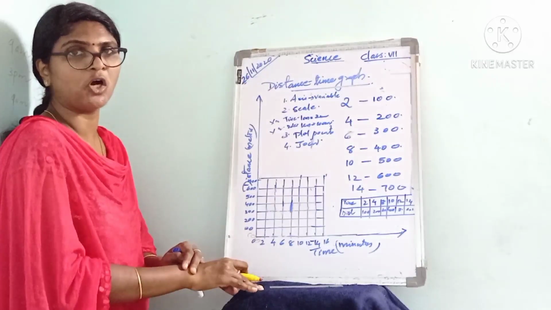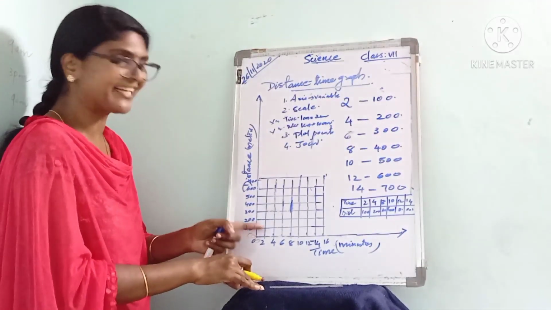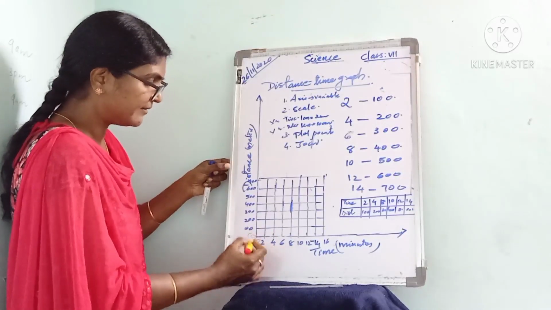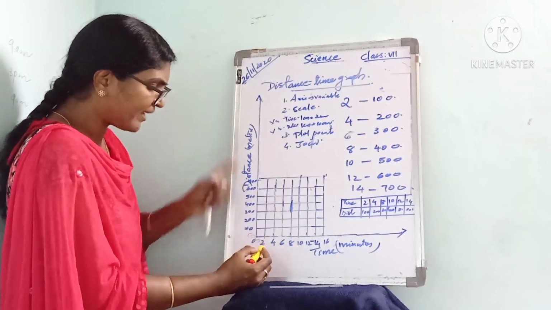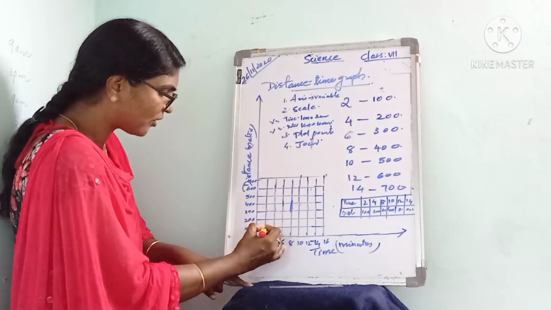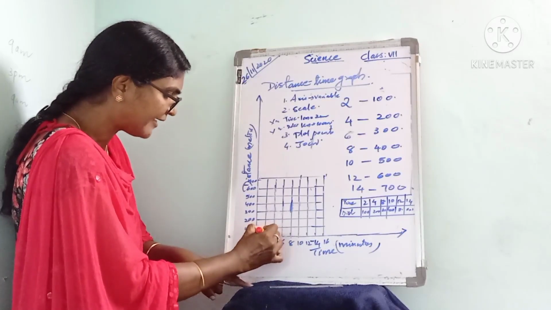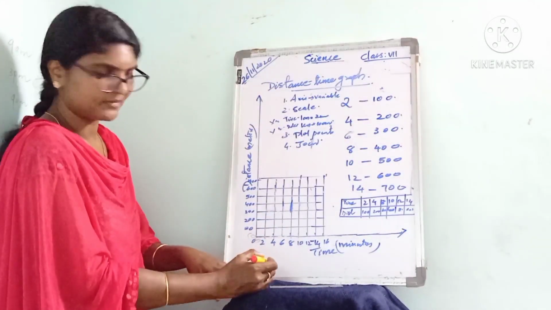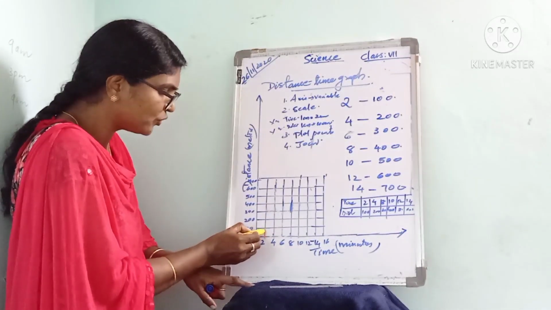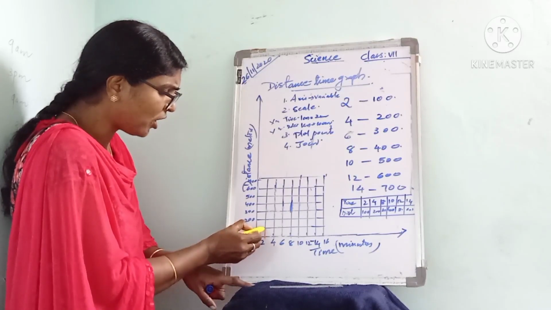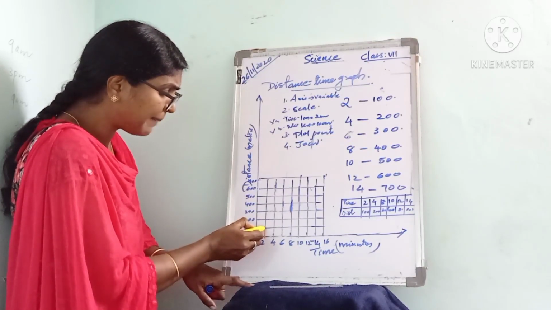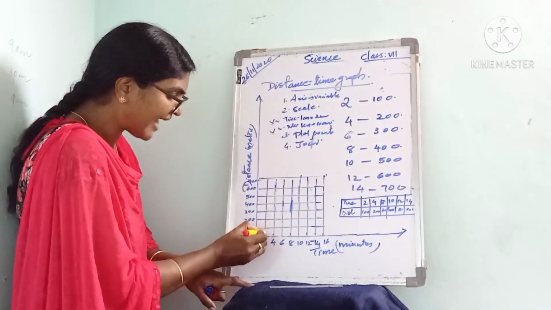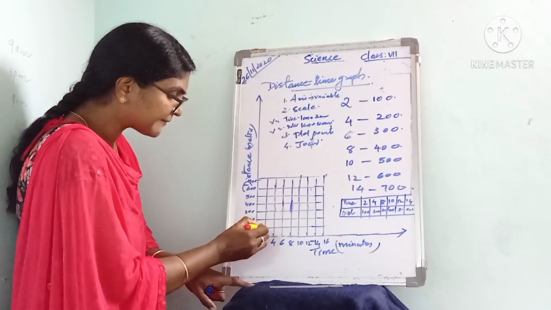Then how can we represent the point? For that, we have to draw a line parallel to the x-axis from 100. So we can draw like this. Also, we have to draw from 2 another line parallel to the y-axis. And these two lines meet here.